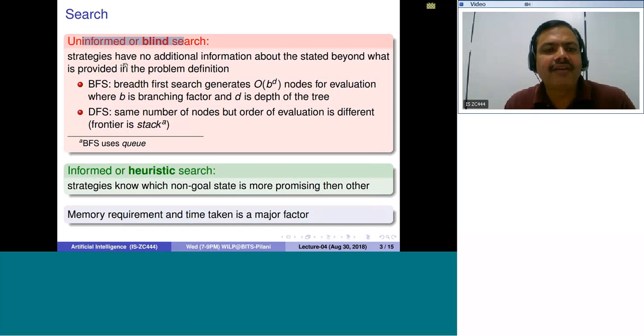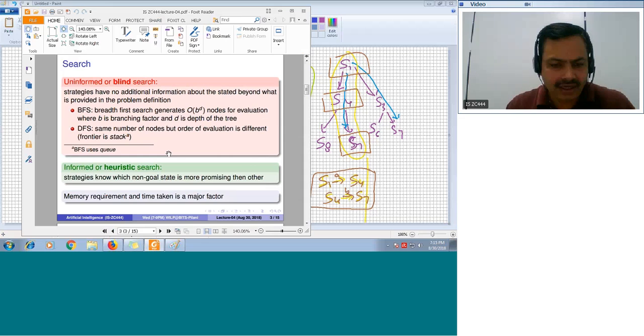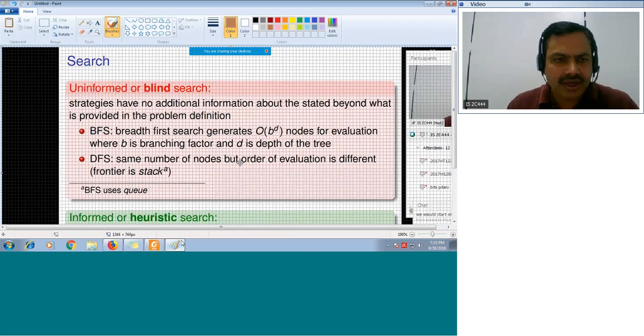One is the uninformed search, or we call it blind search also, and another is the informed search, which is also called the heuristic search. So there could be two categories of the search algorithms: one is the blind search algorithm, another is the heuristic search algorithm. BFS and DFS, both the algorithms that we have studied, fall into the category of uninformed or blind search strategy. So we would also be seeing other search strategies in this class.